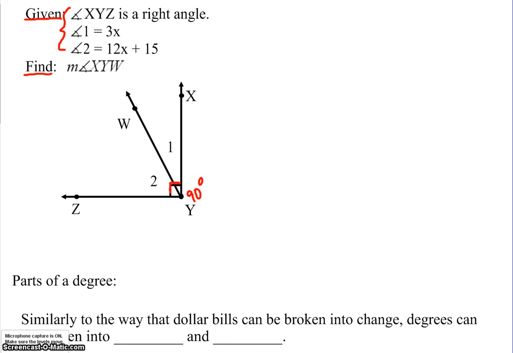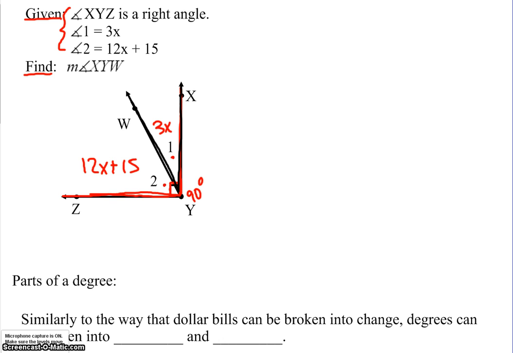Okay, so back to this one. Angle 1 is 3x. I'm going to mark that down. Angle 2, this one is 12x plus 15. So what do I know about the relationship between 1 and 2? Well, remember the first given? They said that this whole angle right here is 90 degrees. So whatever angle 1 is, and whatever angle 2 is, those two added together must total this entire angle of 90 degrees, right? Doesn't that make sense?